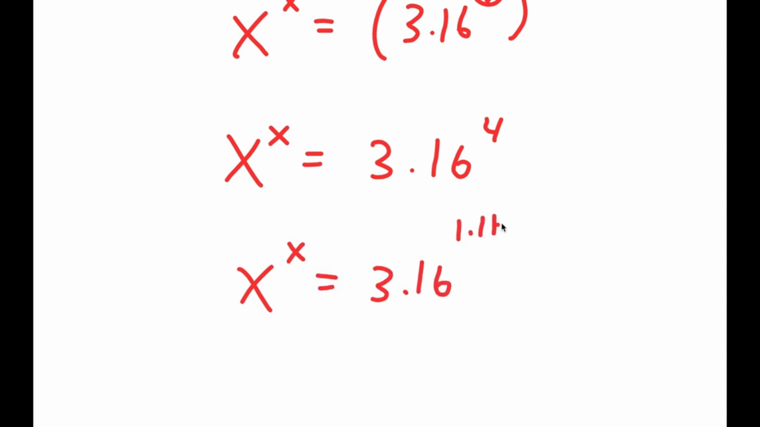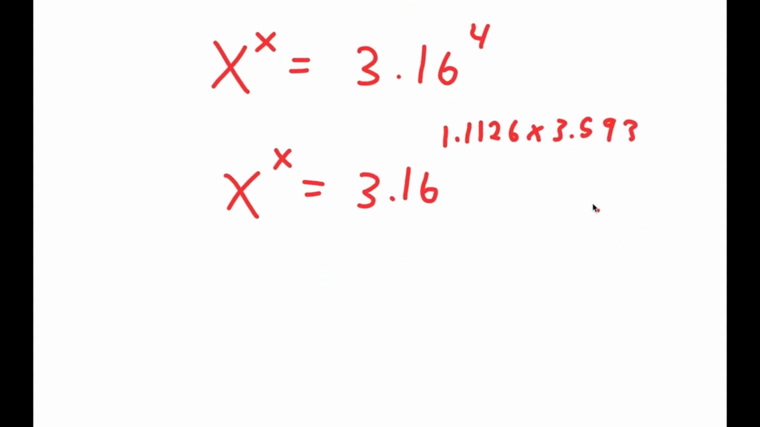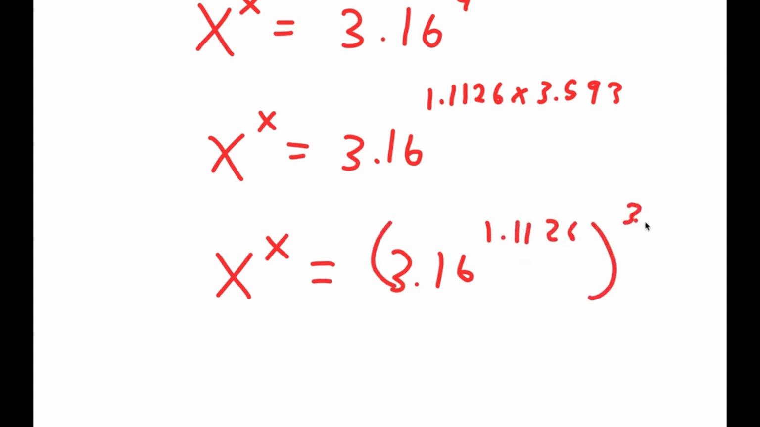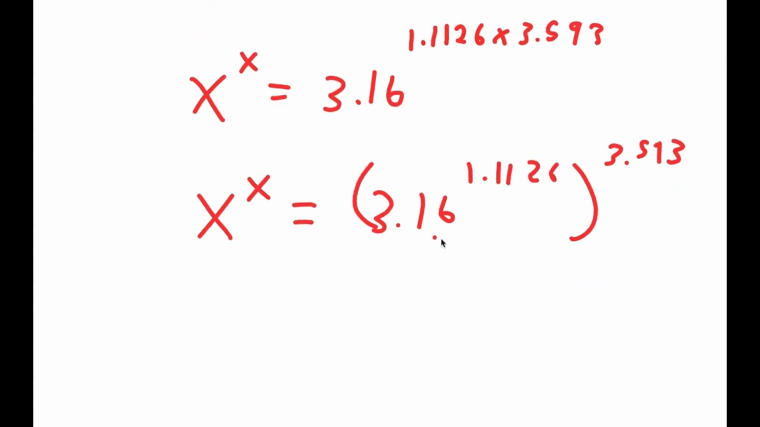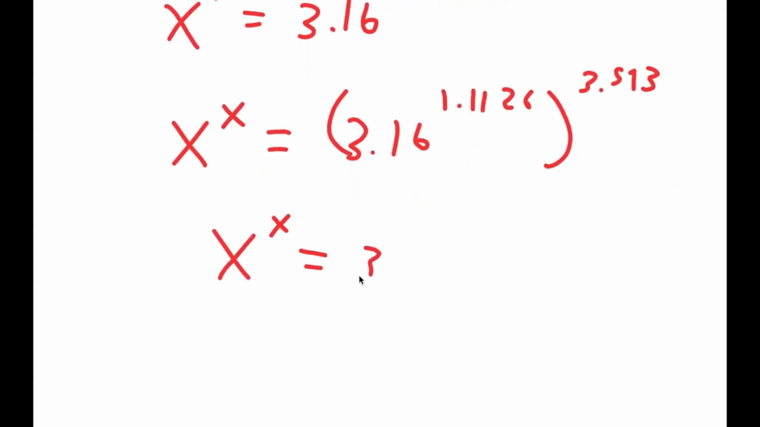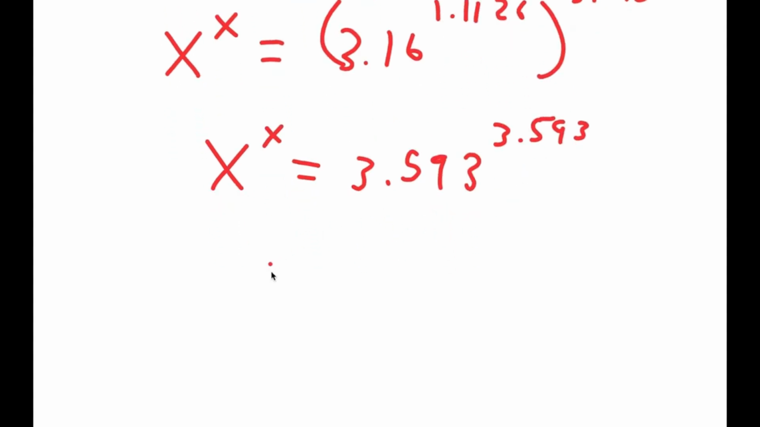as 1.1126 times 3.593. And the reason I'm doing this is so I can write this as 3.16 to the power of 1.1126 to the power of 3.593. And 3.16 to the power of 1.1126 is 3.593. So I get x to the power of x is equal to 3.593 to the power of 3.593, meaning x is equal to 3.593.